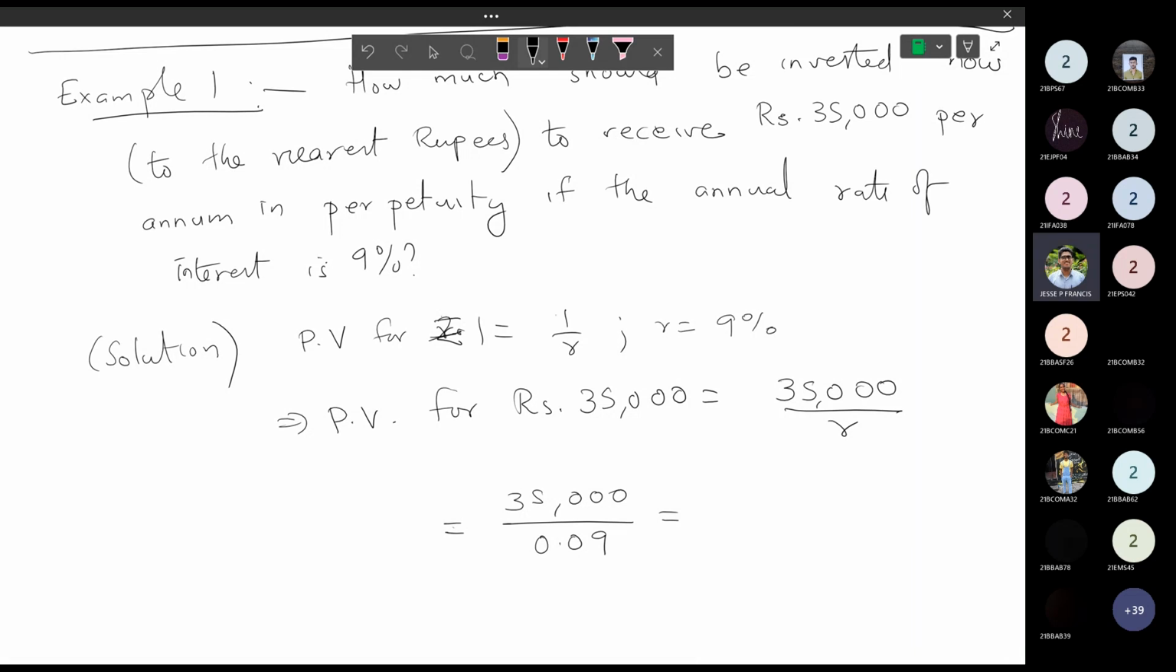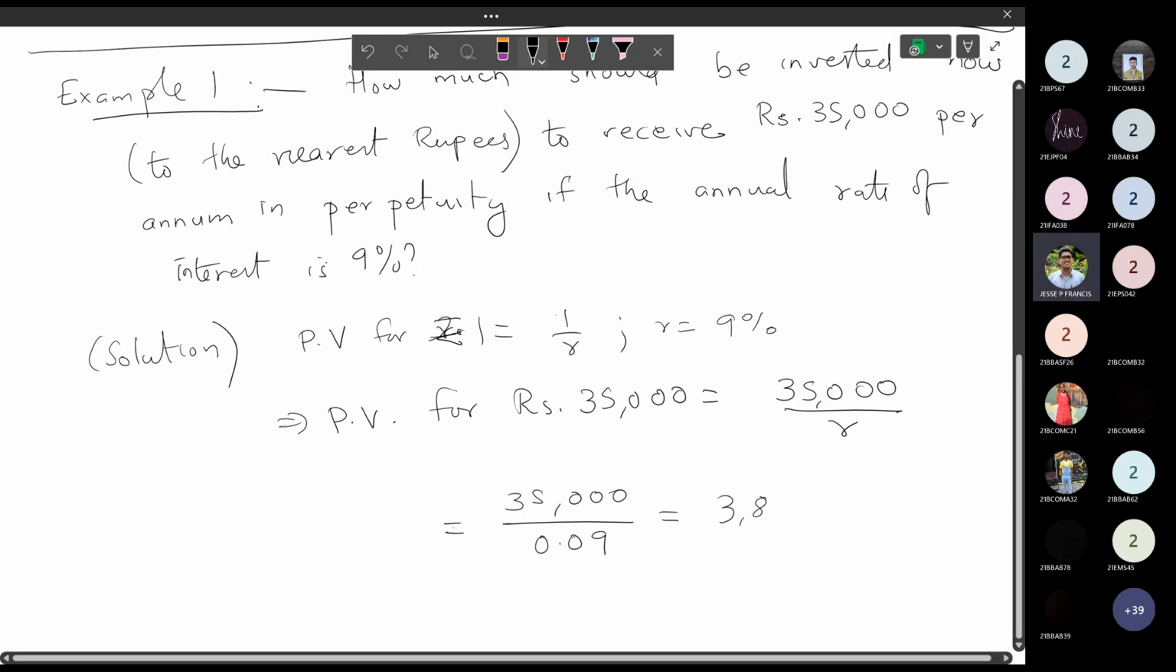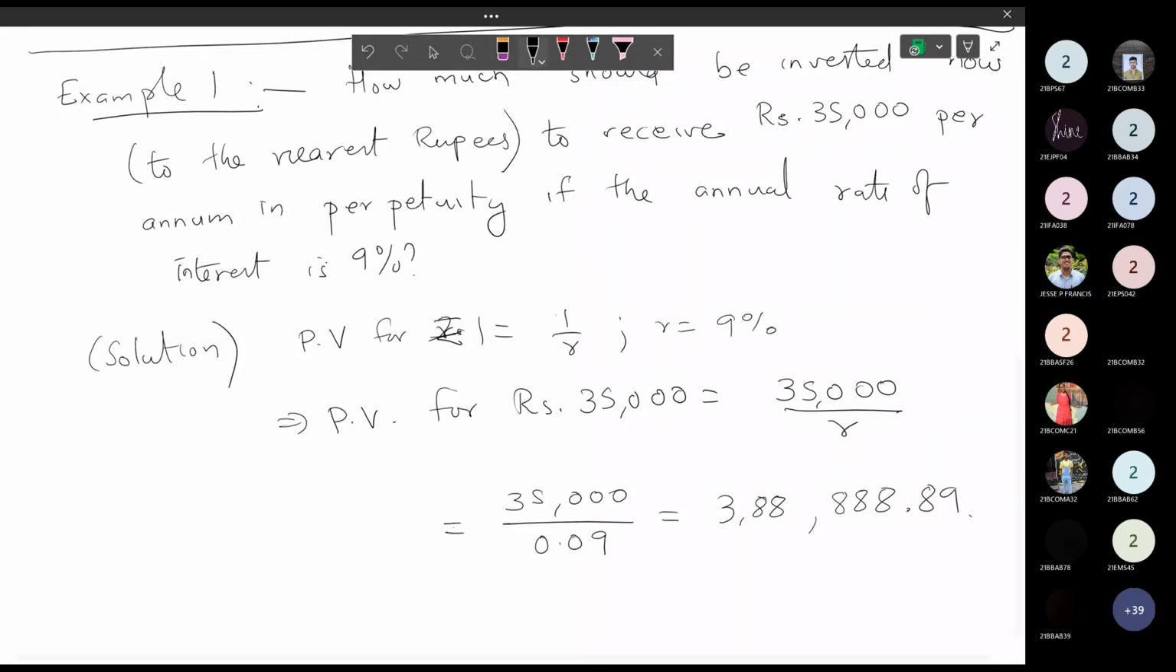It will be a huge amount that an average Indian cannot think about. Can someone calculate and tell me? Pretty sure it's a really huge value. Oh yeah, it is. Not too much. 3,88,888.89.